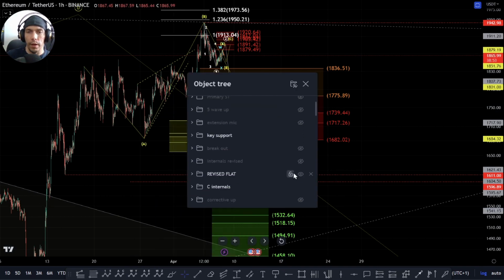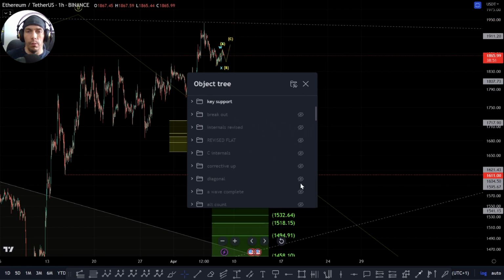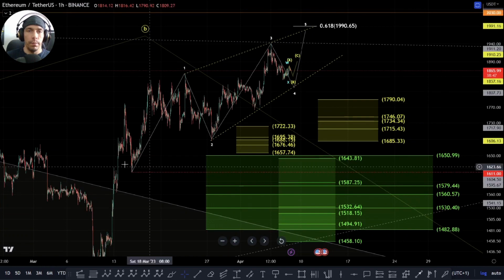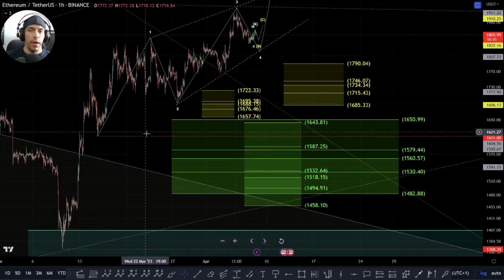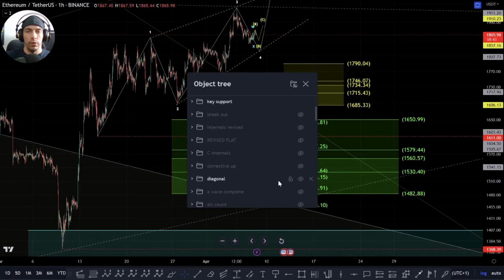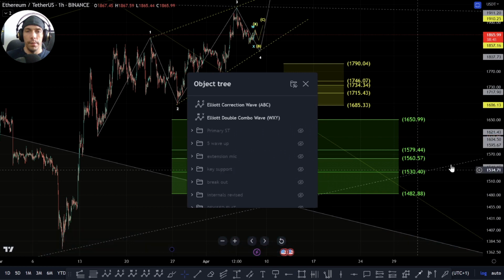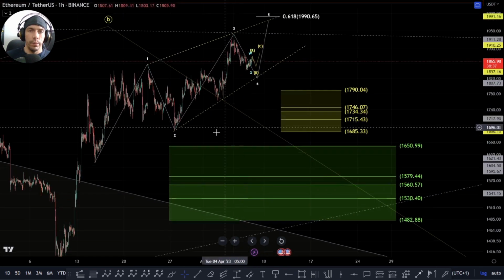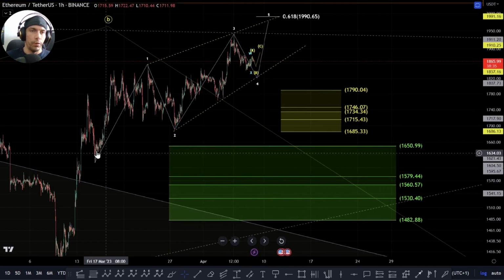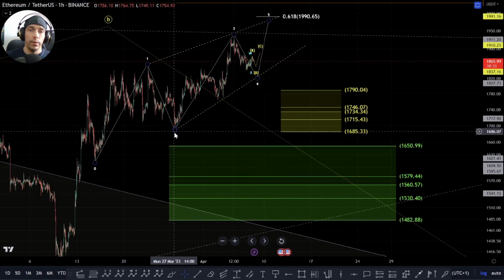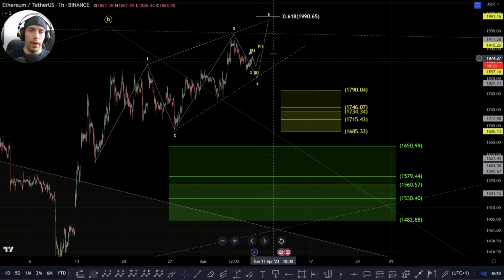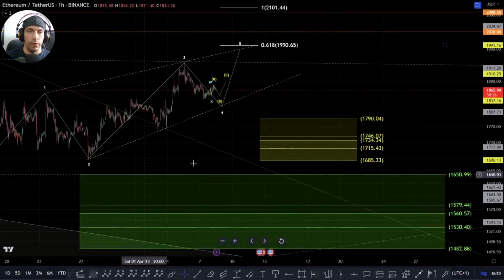So another thing that I was just playing around with today was the potential that we could actually look at this as a, let me turn off these additional support areas here. Looking at the possibility that we could be seeing something like this playing out as a diagonal pattern, where this becomes 1, 2, 3. We look for a zigzag here for a fourth, and then we get a fifth wave to the upside.